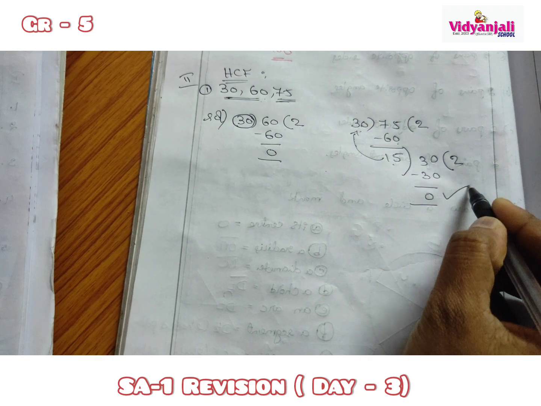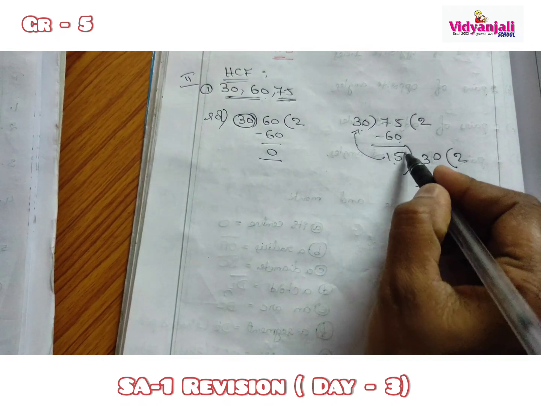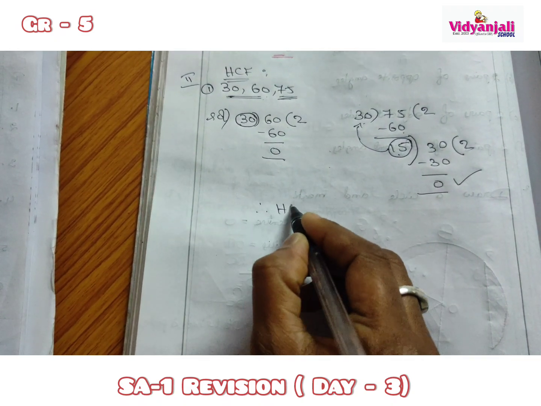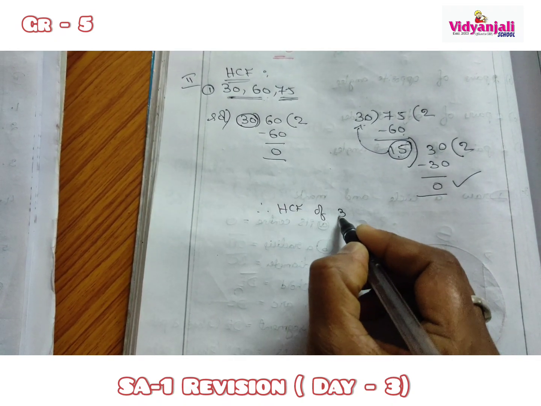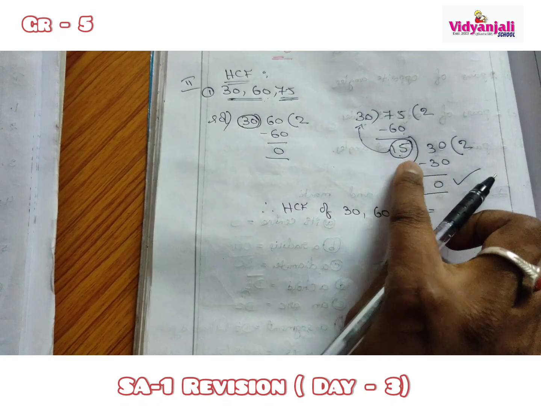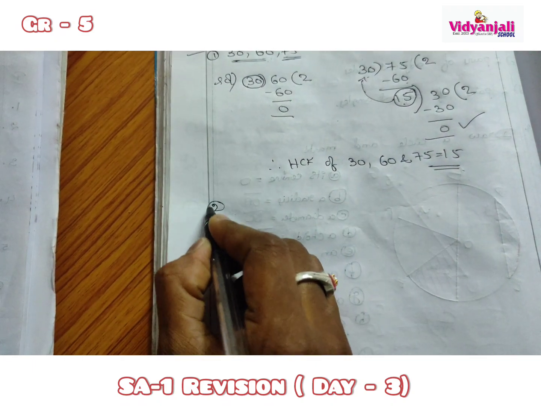Okay, we got 0. So the problem is finished. Then what is the HCF? In the second long division, the last divisor is the HCF. Therefore, the HCF of 30, 60 and 75 is 15. Then I will explain one more question.